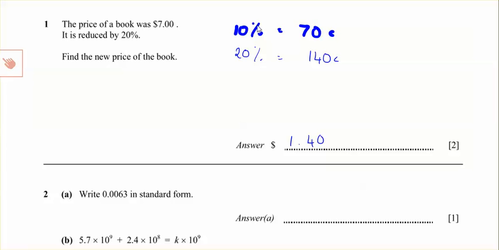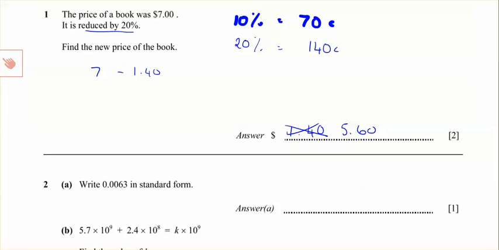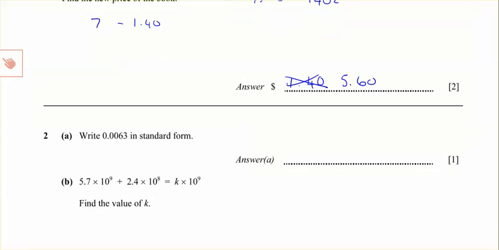I should always, when I think I've got a solution, reread the question to check that I've actually answered the question, because I go, oh, I found 20%, but it's reduced by 20%, so I need to do 7 minus 1.40, don't I? So that makes $5.60. Okay, so good example of where rushing through something because you think it's easy can cost you marks.